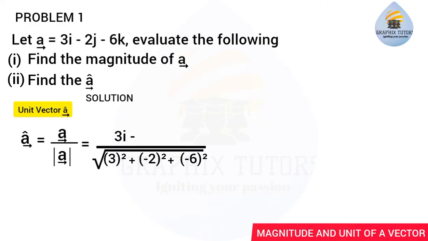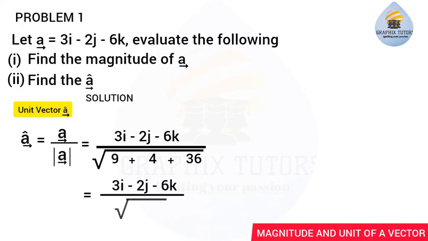Now when you do that, we'll be left with 3i minus 2j minus 6k all over the square root of 9 plus 4 plus 36. And when you add that, it gives us 3i minus 2j minus 6k all over the square root of 49. And this will now give us 3i minus 2j minus 6k all over the square root of 49, which is 7.